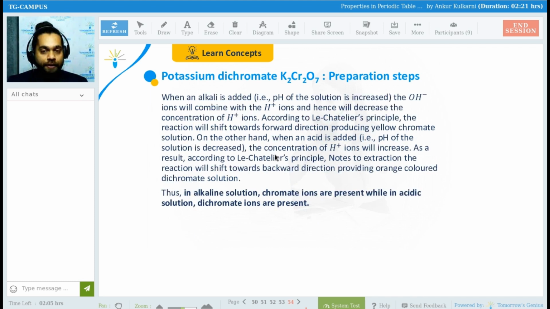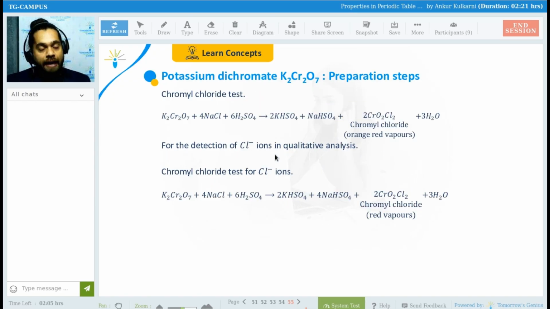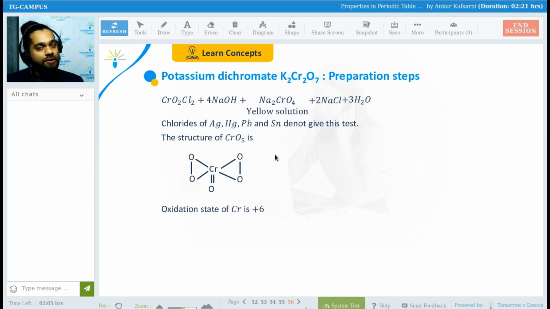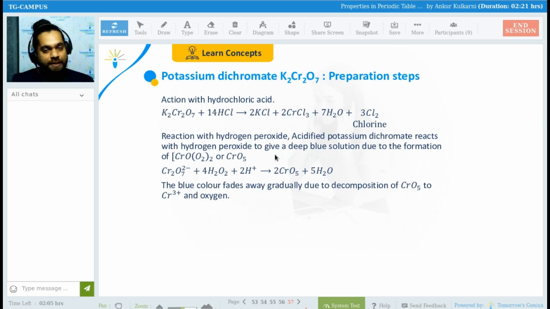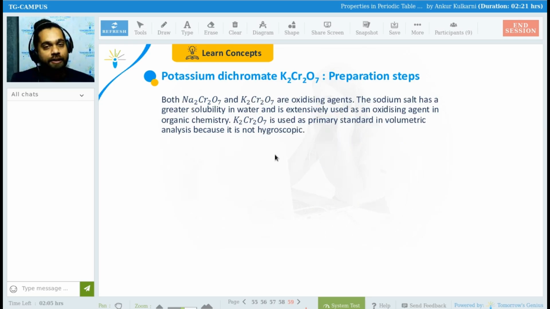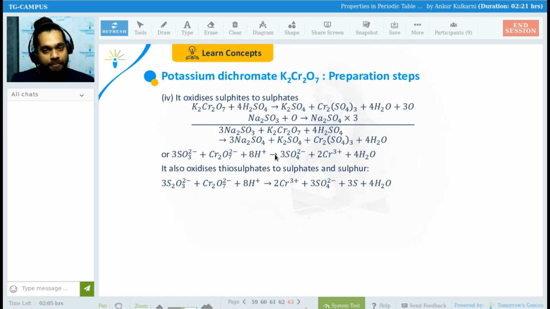Let us go ahead. Now, after potassium dichromate, these are some of the tests. Just go through them afterwards. I'll shed some light on it later on, but let us complete our syllabus first.